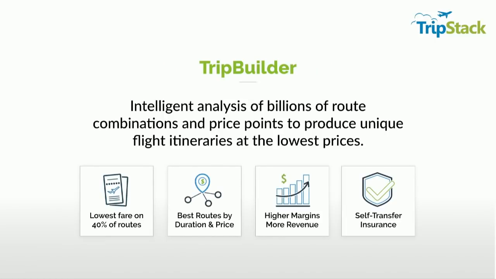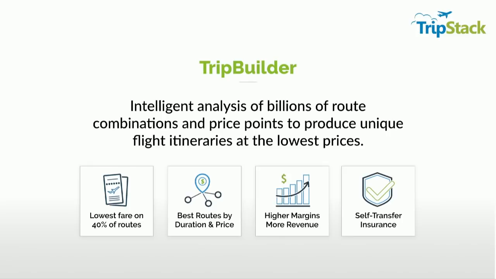We continuously analyze billions of route combinations and price points to produce unique itineraries at the lowest possible prices. Virtual interlining can offer some of the best fares on roughly 40% of the routes. And in a lot of cases, these are the best itineraries as a combination of duration and price. For the OTA, virtual interlining makes a lot of sense. It means higher margins and more revenue.